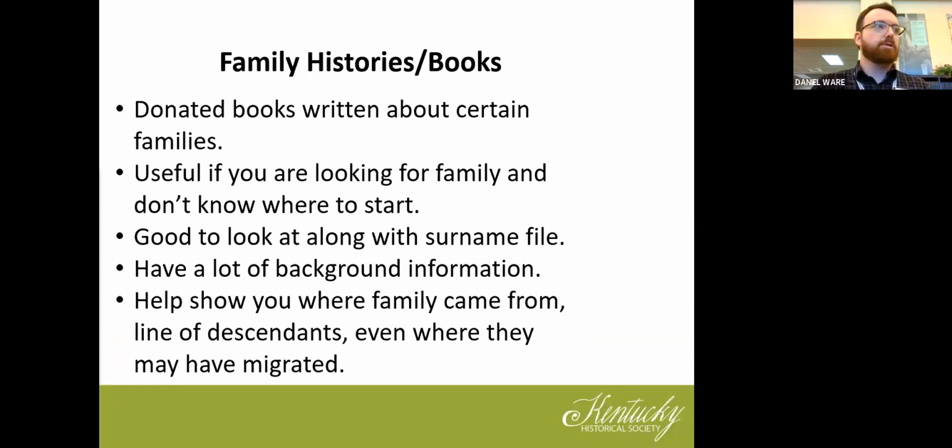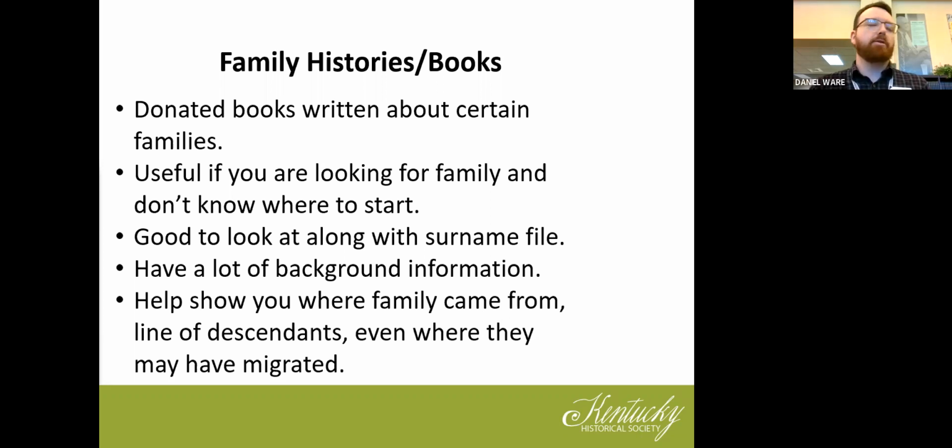Okay, and here we go. Here are family histories and books. A lot of times individuals will donate to us books that were written about a particular family or a particular branch of a family. And usually when we get those, they'll go into a special section. It's right beside where our surname files are, when you start getting into the actual shelves of books that we have. These are very useful as well. I point people to this area. This and the surname files are probably my two go-tos, especially if you're trying to get an idea of where you're wanting to go as far as your family history research.